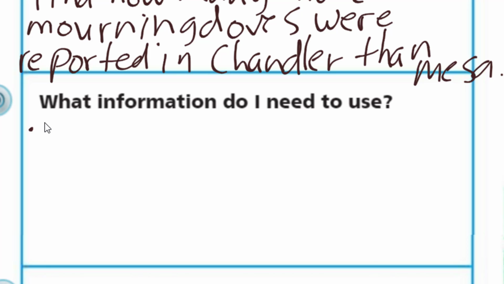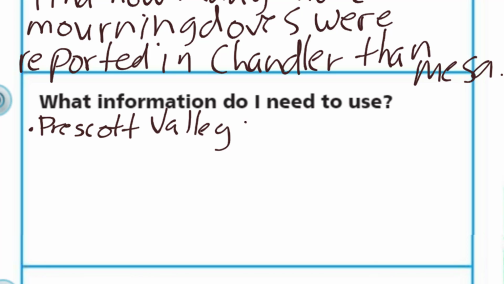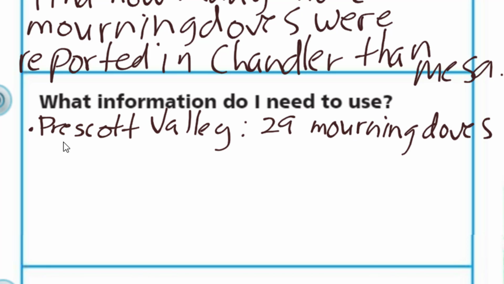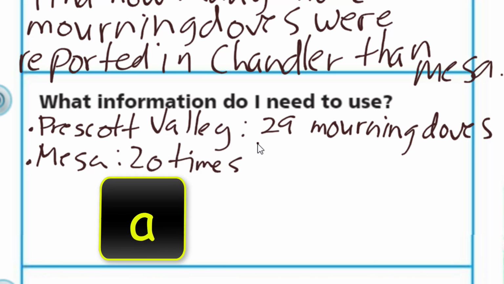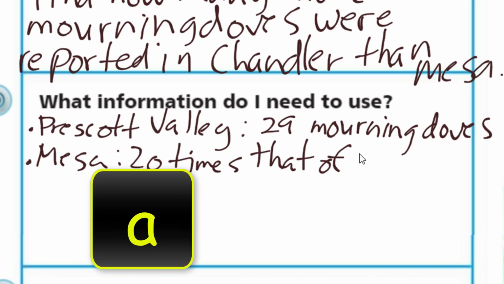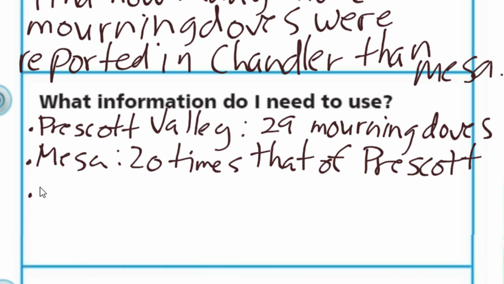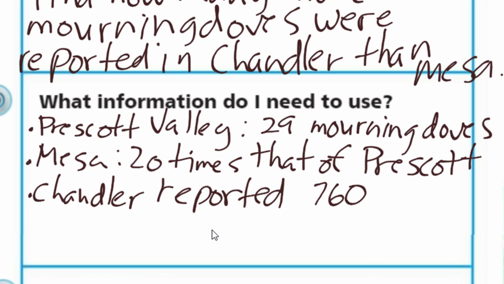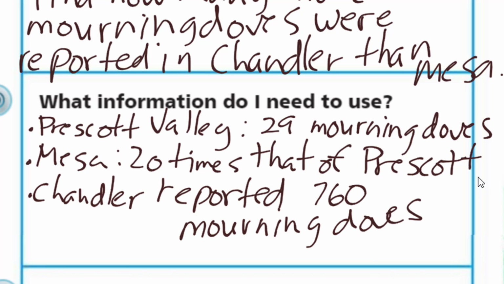What was the first one? Prescott Valley. And I'm just going to put 29 mourning doves. I have to see if I have enough room for all this. Mesa had 20 times that of Prescott. And then finally, Chandler reported 760 mourning doves. So that's the information that's all available to me that I'm going to use.